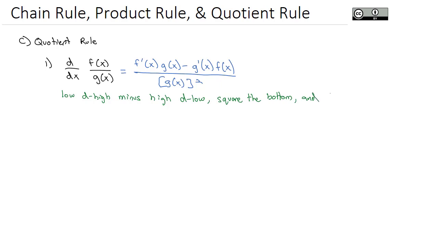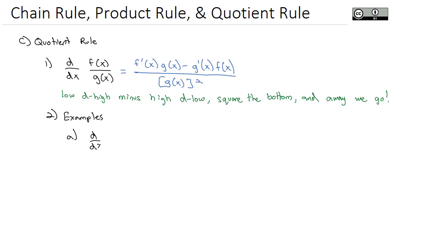And away we go. When we say d high, it means the derivative of the top. D low means the derivative of the bottom. So let's take a look at trying to find some derivatives of some quotient rules with some examples.